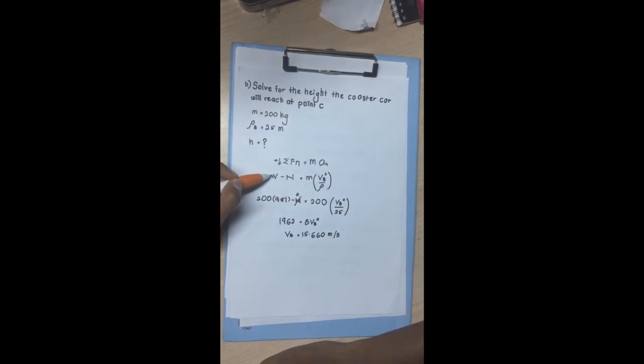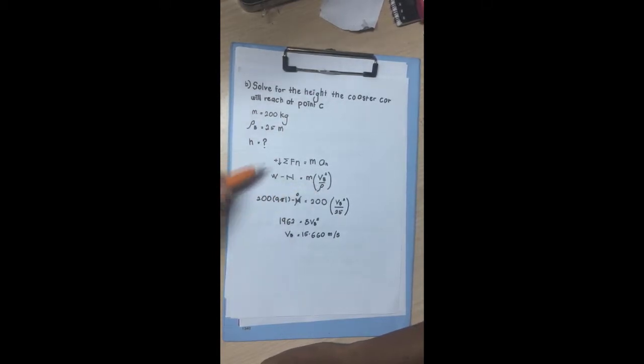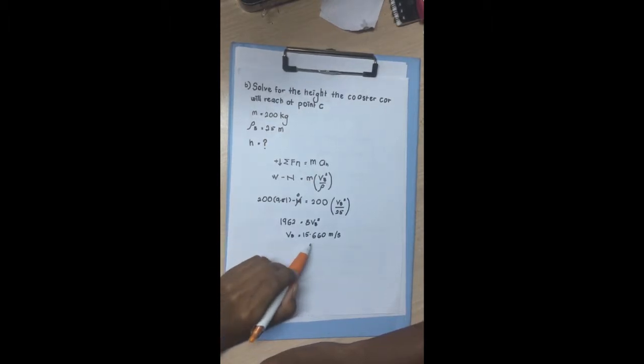This formula will get weight minus normal force. Normal force is 0. We will get from question 3a and equal to mass times Vb, velocity B square over density. After that, we will substitute the value into this formula until we get Vb. This is the answer for Vb.